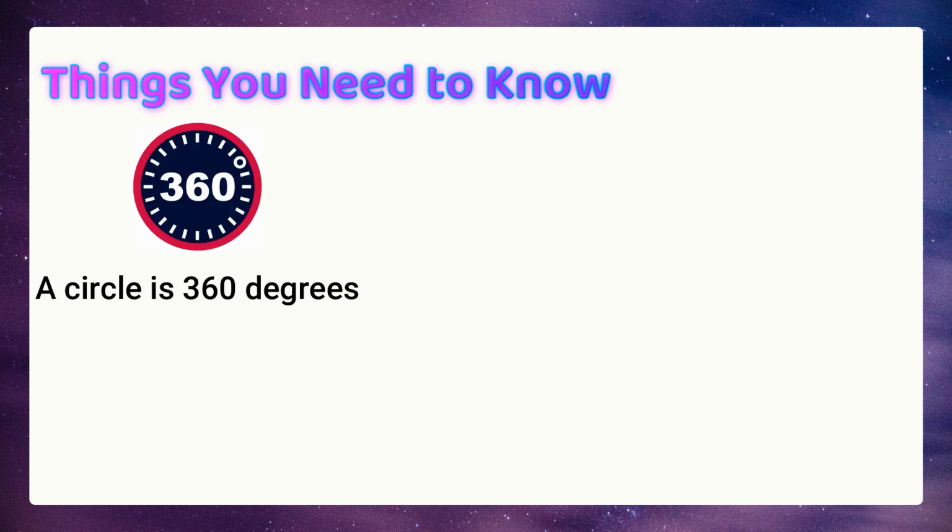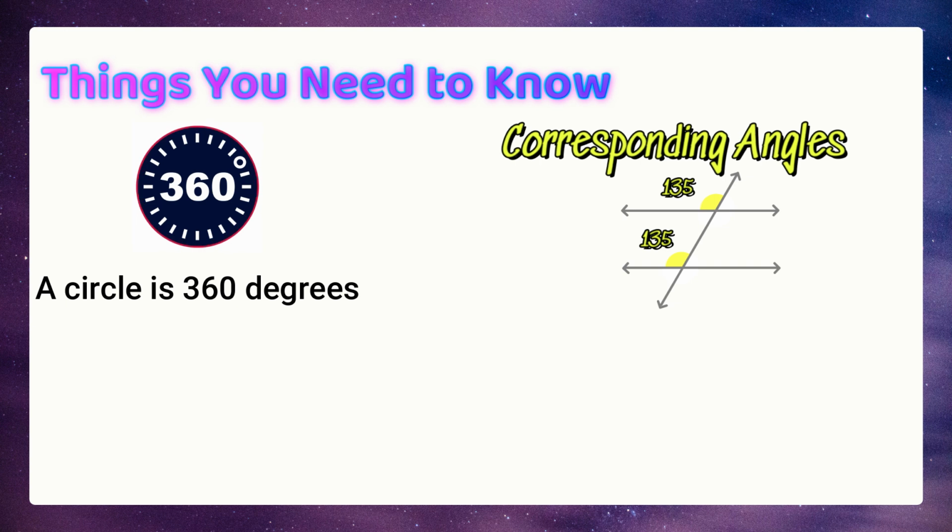So things you need to know. The first one we actually talked about last lesson, right? Which is a circle is 360 degrees. So if you split a circle up into 360 pieces, each of those would be 1/360th, which is 1 degree. So a full circle is 360 degrees. The next thing you need to remember is our corresponding angles, right? We learned those last lesson.